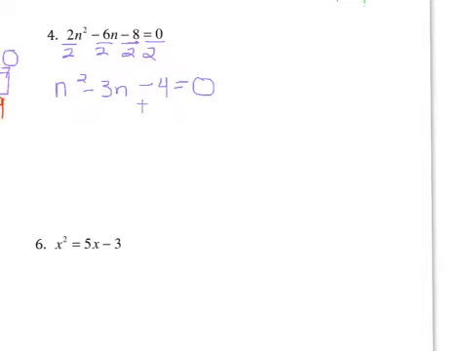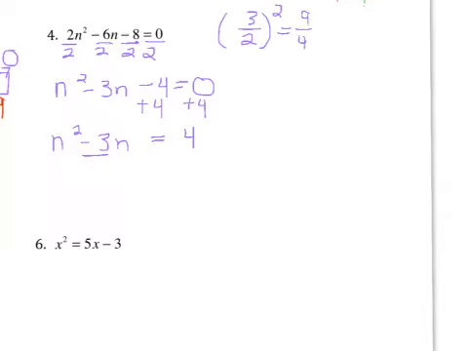So I'm going to add 4 to the other side to get n squared minus 3n equals 4. And now we need to take the negative 3, divide by 2, and square it. The problem is here we're going to get some fractions. Because if we take 3 and divide it by 2, we get 3 halves. And if we square 3 halves, remember to square the top and the bottom, you'll get 9/4. So we have to add 9/4 to both sides.